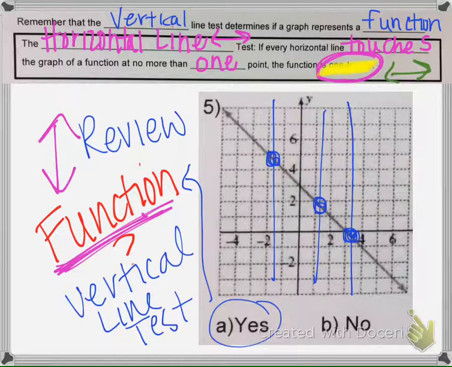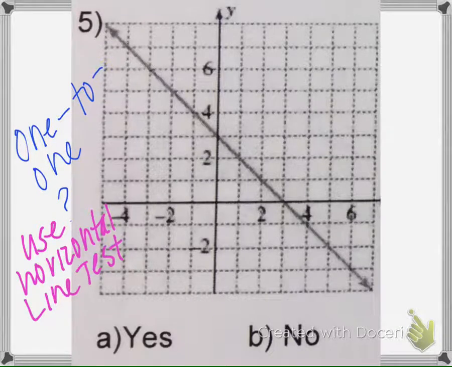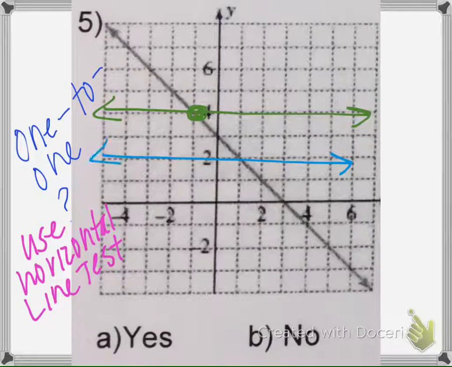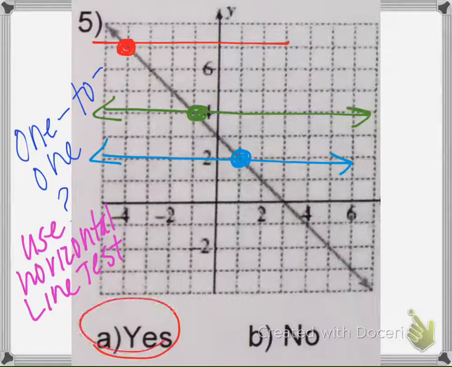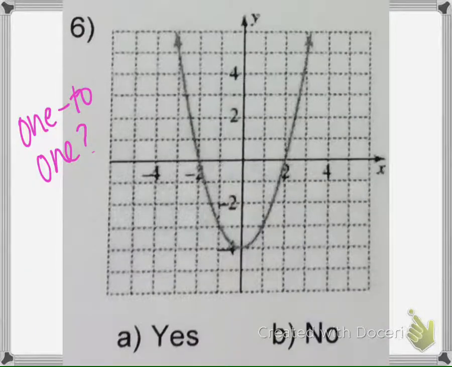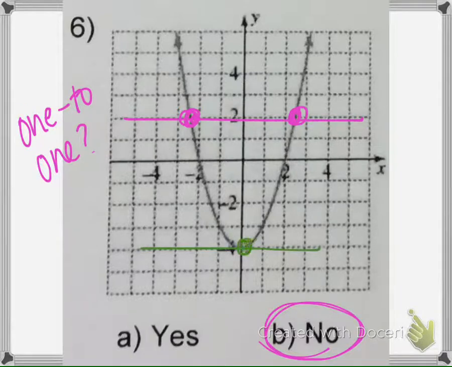So let's take a look at example 5. We're asked if this is one-to-one. So we're going to draw lines, and it can only touch the graph once. No matter where I draw a line, it only intersects the graph one time. So this is one-to-one. Let's take a look at example 6. If we draw a line here, we have a problem. It intersects the graph twice. So this is not one-to-one. Now if I draw a line here, it only touches it once. But if I find a spot where it touches twice, it is not one-to-one.